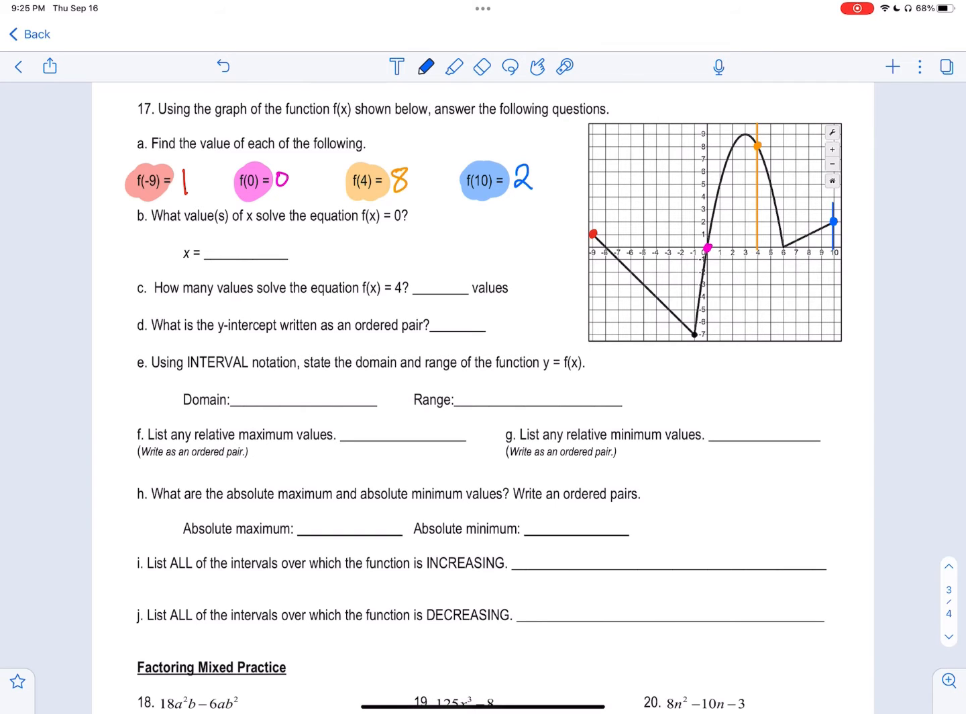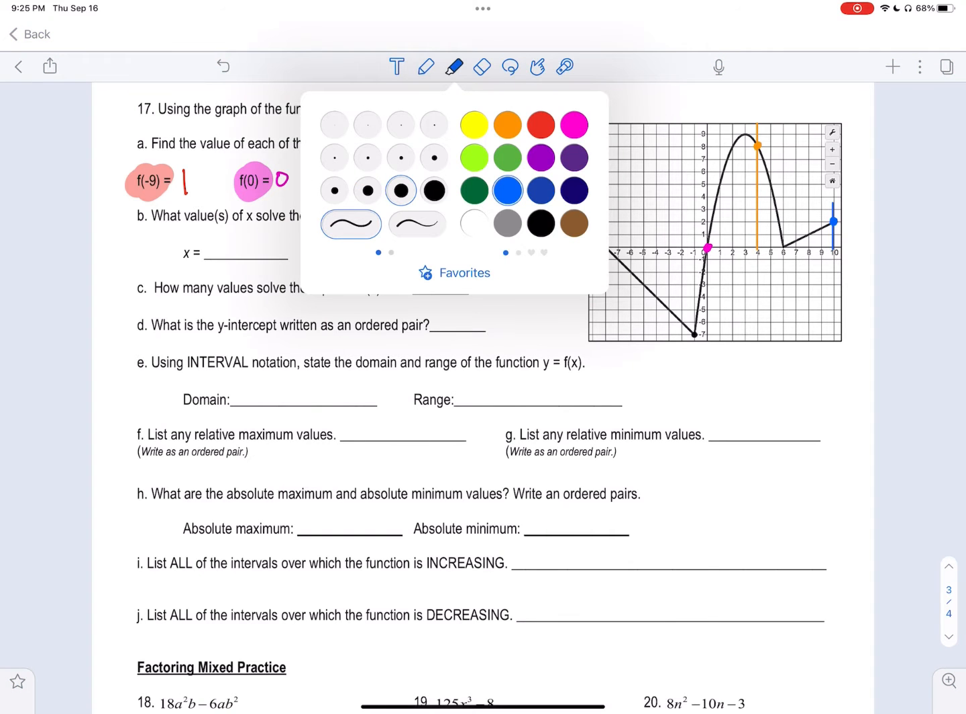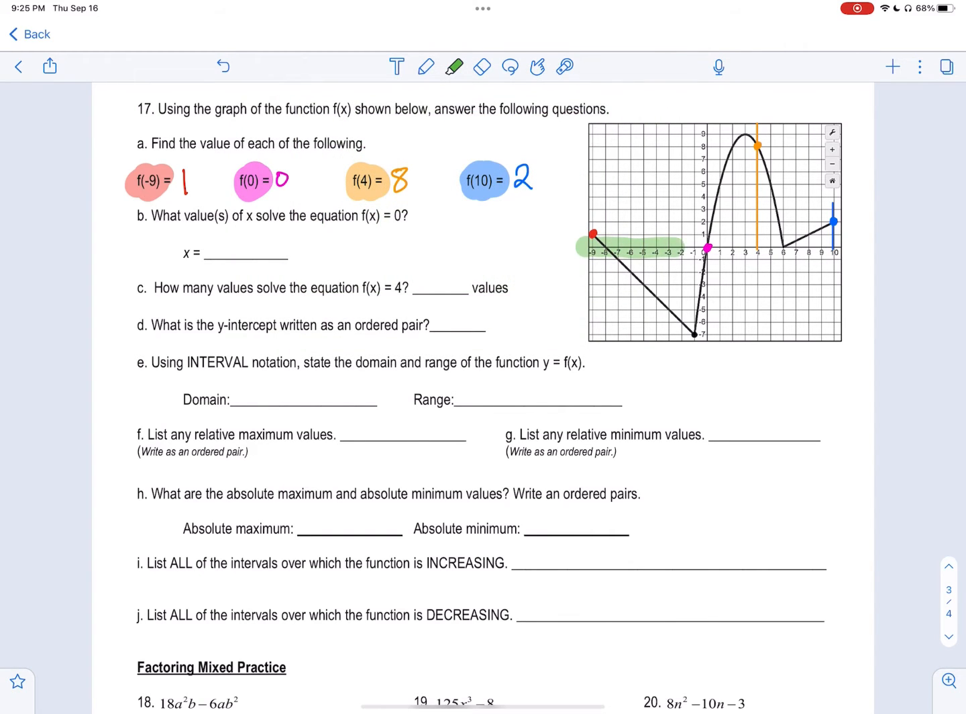So when asked to find the values of x that solve the equation f of x equals 0, it means that we're asking for the zeros of the function. I'm asking for the x-intercepts of the function. So where does my graph touch the x-axis? And to do this, I'm going to take a nice, shiny, bright green highlighter, and I'm going to draw a line across the x-axis, and we're going to highlight the coordinate points where my graph can be seen touching or crossing that x-axis. And it appears to have 3 of them.